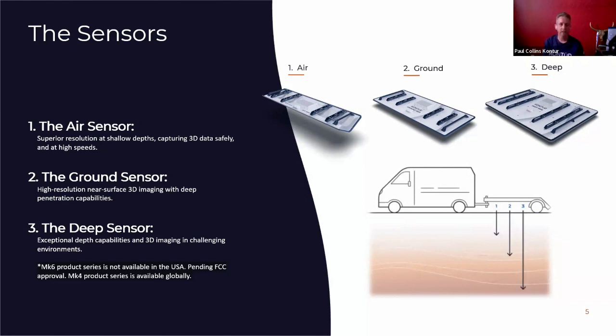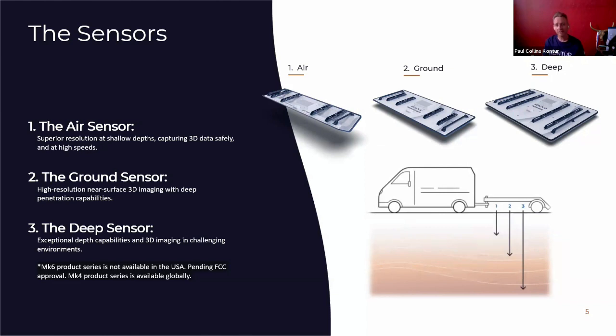Ground sensors, one of them is the number 2 there, which is a little bit higher in resolution since it's closer to the ground and gives you much more penetration in terms of depth. This is excellent for bridge decks and utility mapping.